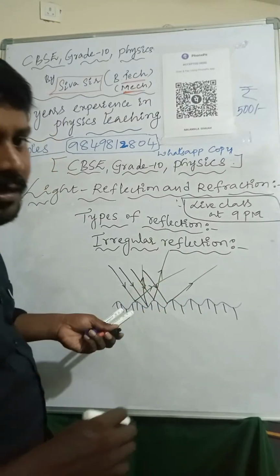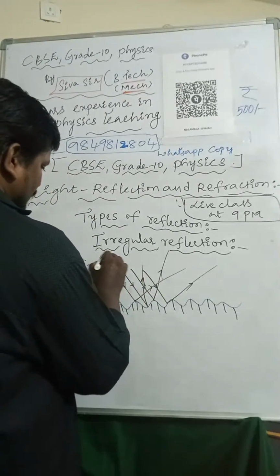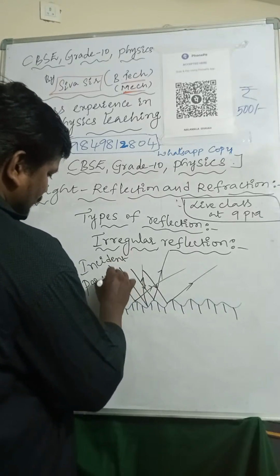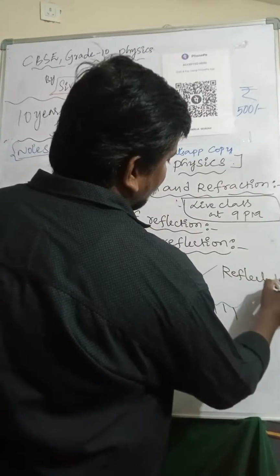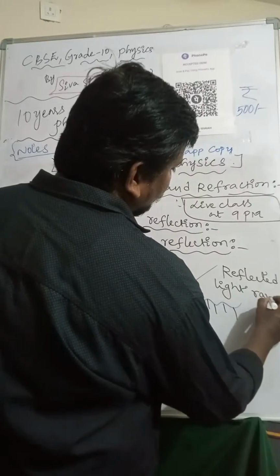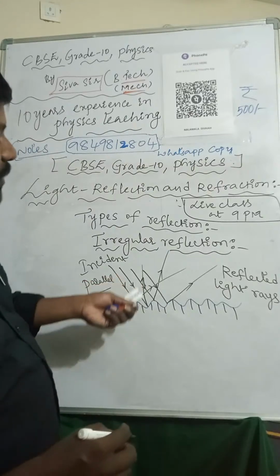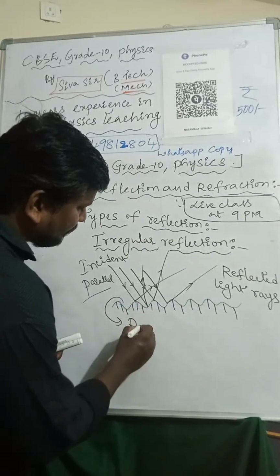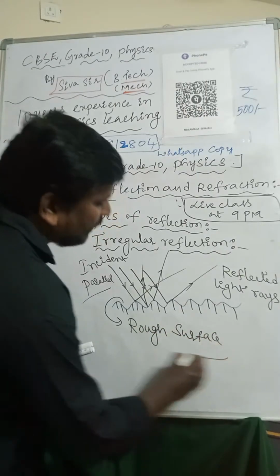Here you can observe the incident beam is parallel, but the reflected light rays are not parallel to each other. This type of reflection takes place on a rough surface.